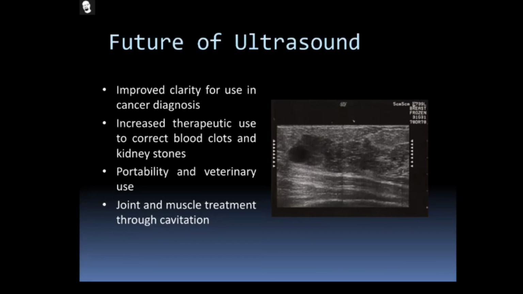Is there any possibility, by increasing the temperature, of giving physiotherapeutic treatment, especially in the joints and the muscles? Like that, future ultrasound is actually in the research.